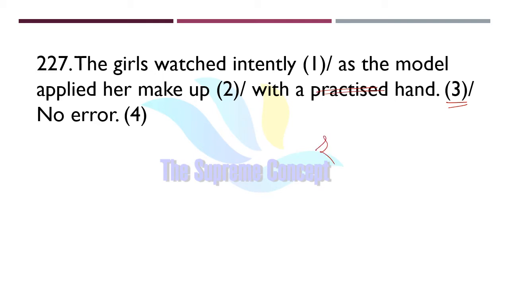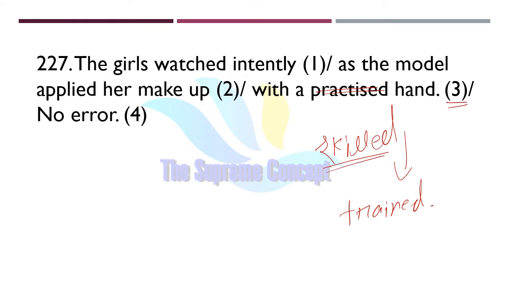With a skilled hand, because skilled means trained or experienced in work that requires skill. That is why we will use skilled here, not practiced. Practiced shows that something is being practiced. It's like training, but trained and skilled are different from practice. So we will use skilled here: with a skilled hand.